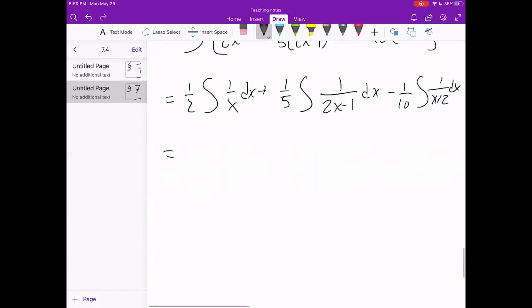So if you do each of these, and I'll leave some of this to you, this first one we already know, it's the natural log of the absolute value of x. This is going to be 1/10 the natural log of 2x minus 1.